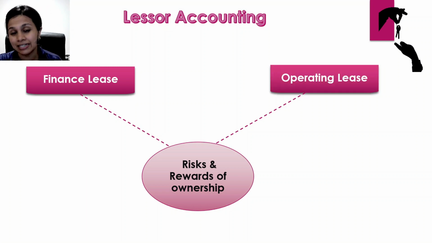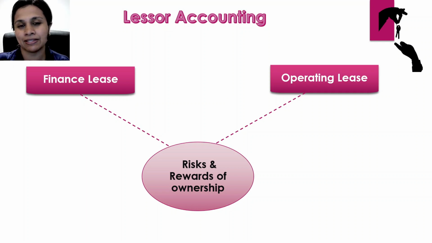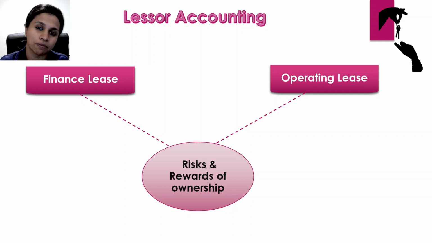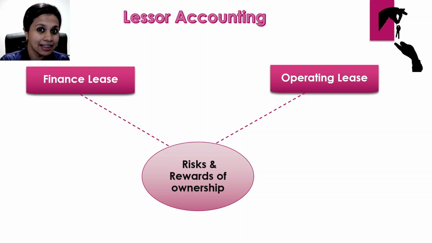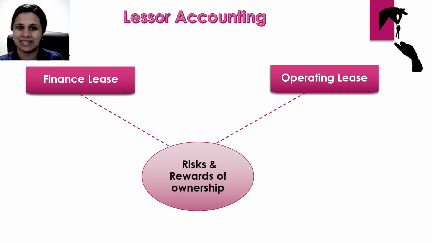What is an operating lease? An operating lease is a lease in which substantially all the risks and rewards of ownership are retained by the lessor himself. Now, how do we identify if a lease is a finance lease or an operating lease? We look at the conditions of the lease, and if the conditions either individually or in combination indicate a finance lease, then it will not be an operating lease, right?